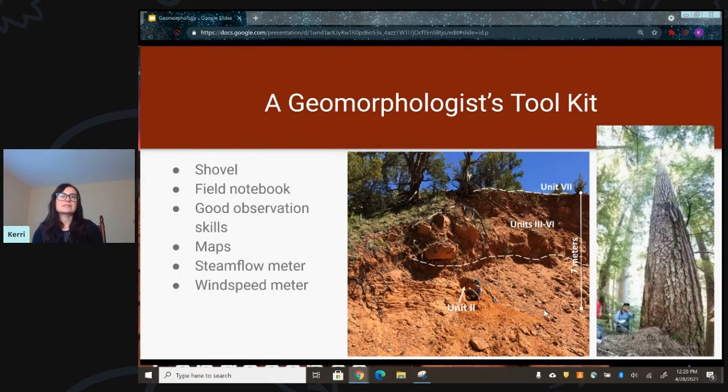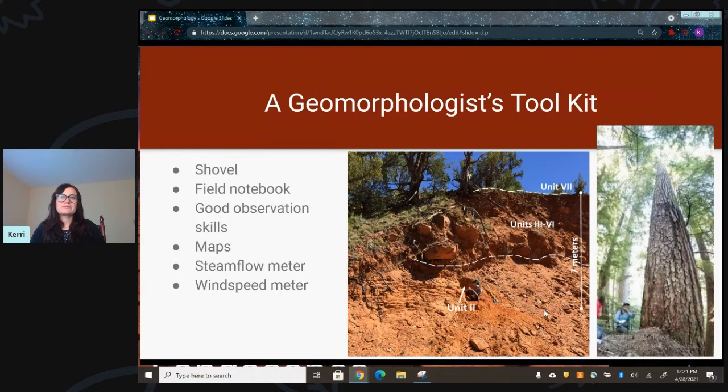So what are some tools that geomorphologists use? A lot of geomorphologists spend time outside in the field. So a shovel definitely comes in handy along with a field notebook, a map, and good observation skills. We also take a lot of measurements. So depending on what you're interested in, you might be collecting data with a stream flow meter or a wind speed meter, or collecting samples to take back to the lab.